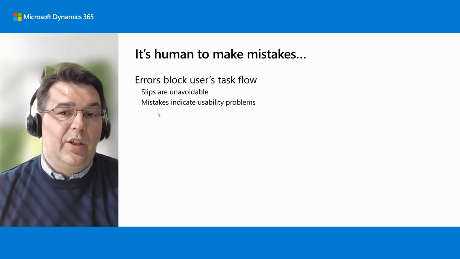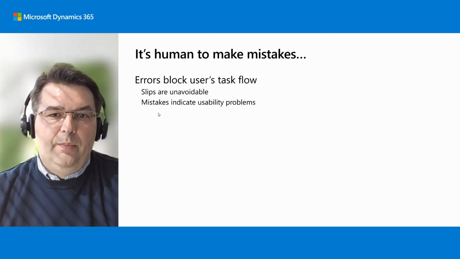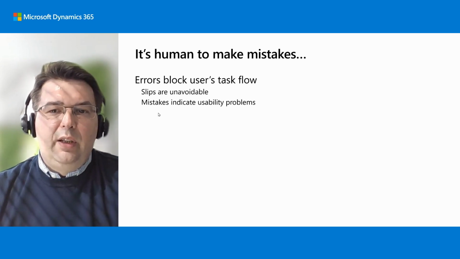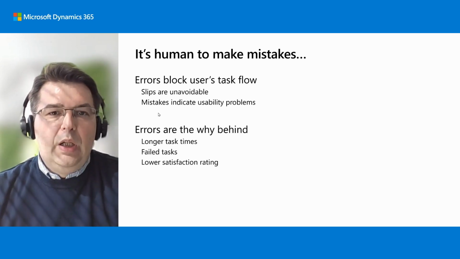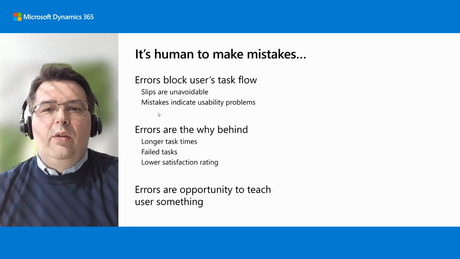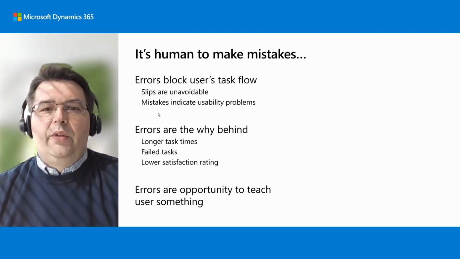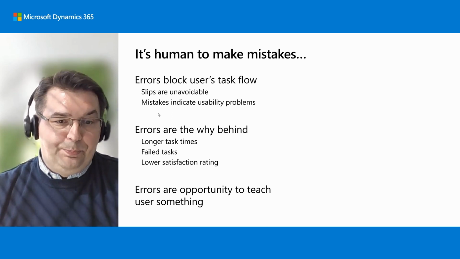For example, an action might be enabled, even though we know it's not possible to execute it successfully. These are more severe as they indicate usability problems. Errors are also a cause of loss of efficiency and bad experience with a product. However, you need to look at them as a golden opportunity to teach users something valuable, as you have all the user's attention when error is raised.